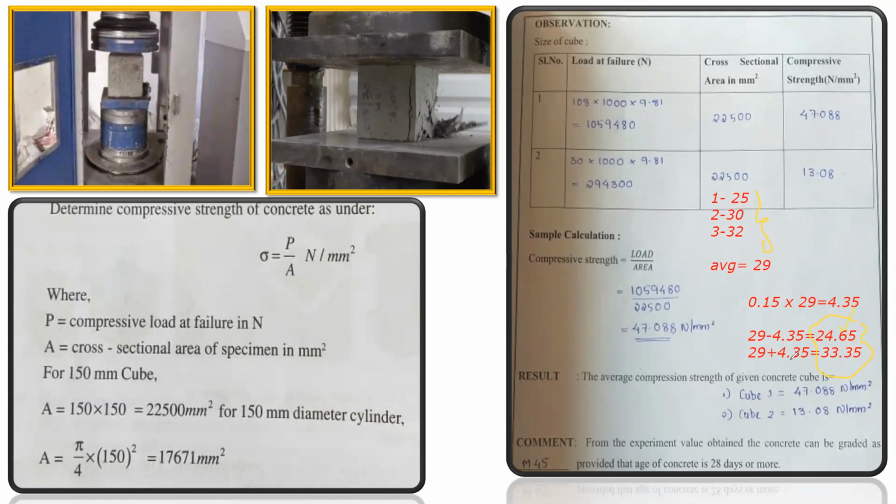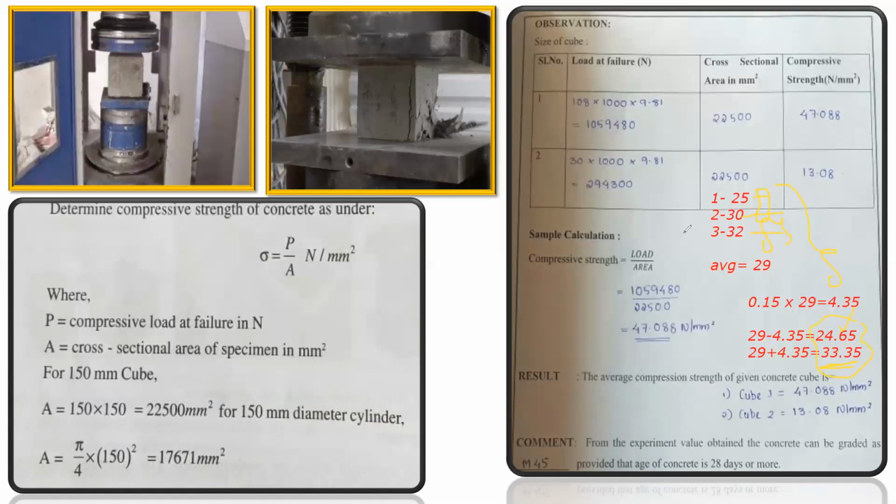Now we have done it for minus 15%. For plus 15%, 33.35, we should make sure none of the cubes gets a strength more than 33.35. So 25 is less than 33.35, 30 is also less than 33.35, and 32 is also less than 33.35. That means whatever test we have done is good, and there is not much fluctuation in the values. In case there is a fluctuation, we have a separate criteria for that. We'll not get into that criteria. As of now, this much is enough.